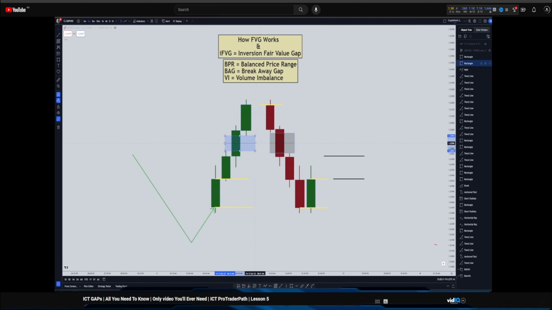The common area, I will draw another line. The common area between these two fair value gaps, this specific area, this is your balanced price range. Why? It has buy side imbalance, sell side inefficiency on the left. It has sell side imbalance, buy side inefficiency on the right.